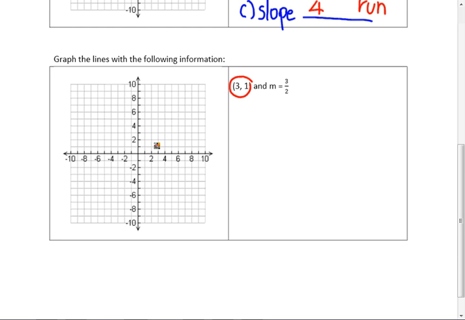Now, there's the point. Now we're going to use slope to find another point. You guys, all of you have houses, and they all have slopes to the roofs, don't they?